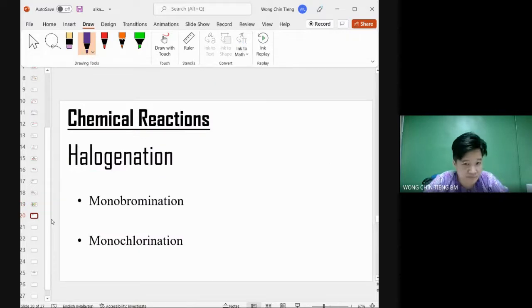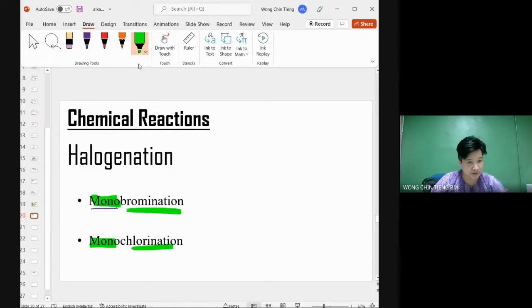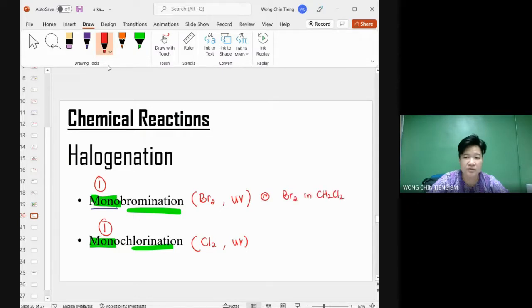So, this one. Halogenation ada dua. Monobromination. Monochlorination. Okay. Apa maksud mono? Mono means we only substitute satu. Satu je. Kita akan ganti satu je. So for the monobromination, what are we using? We are using Br2 UV. Chlorination, kita akan guna Cl2 UV. Kadang-kadang kamu akan nampak soalan akan tulis Br2 in CH2Cl2 UV. Okay, kadang-kadang dia akan ada benda tu.